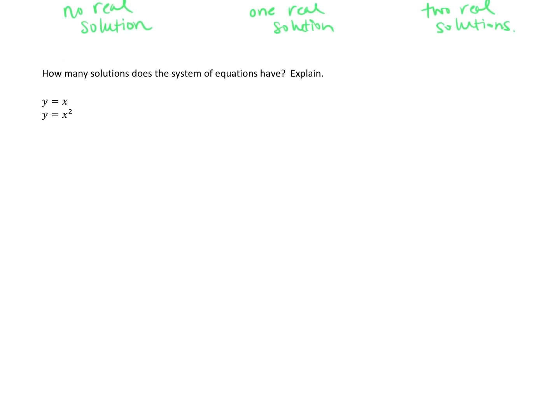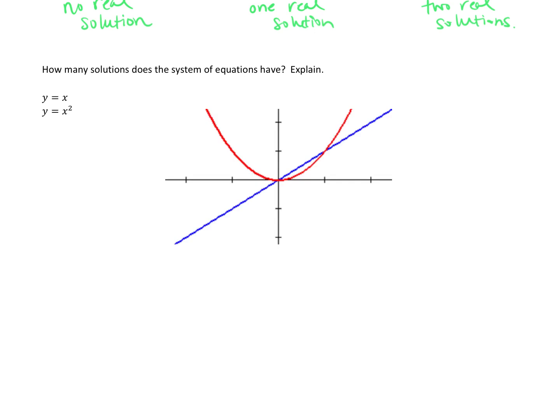All right, so next question, how many solutions does the system of equations have? So I went ahead and graphed this just so we could see our system. Y equals x, that is a linear function. The slope is 1, the y-intercept is 0, so this is going to be the blue line. We're going through the origin, we're going up 1 over 1, up 1 over 1, a slope of positive 1. Y equals x squared is our quadratic function. That's going to be the parabola.